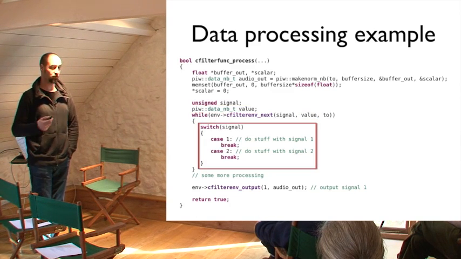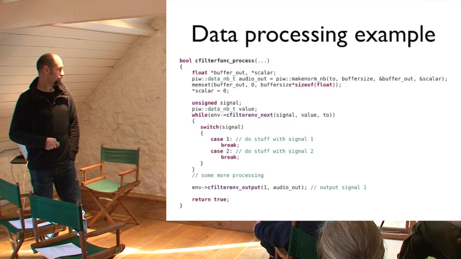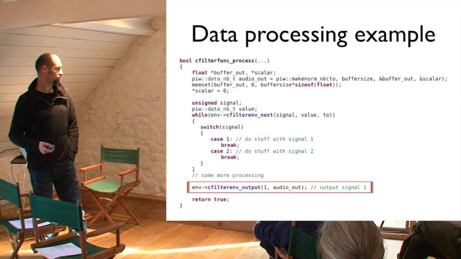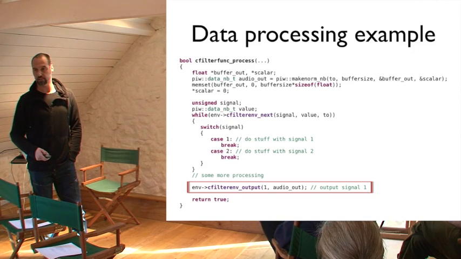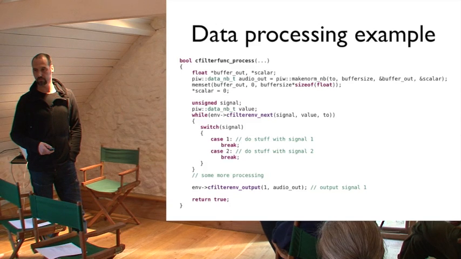Then you have basically a switch that processes the signals. You do whatever you want with each signal. Probably you'll do some more processing at the end. Once you're done, you use the filter and output methods with the signal number again to output that data value out of the agent's output. That will then go on the queues and be passed on to the next agent that's connected to the output.